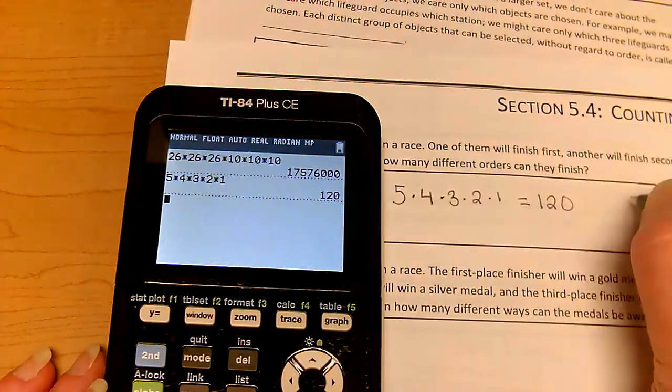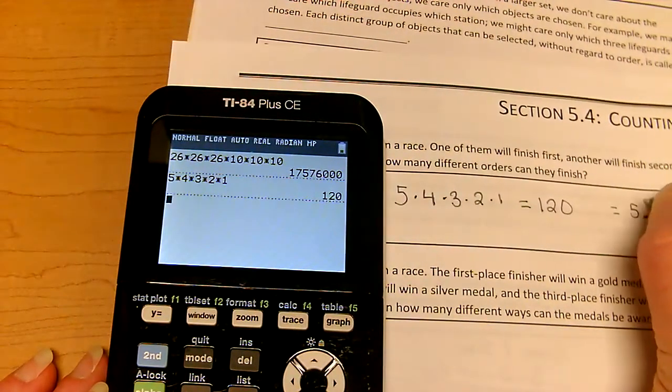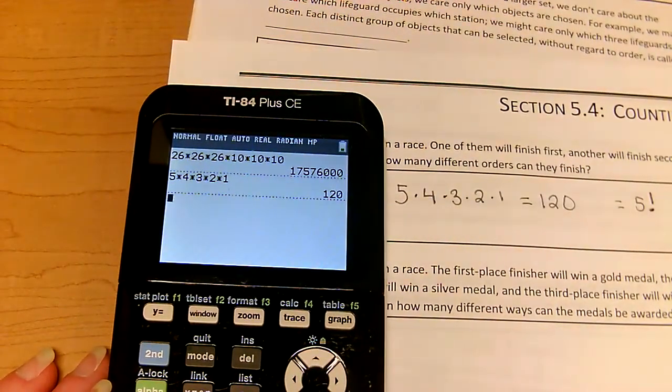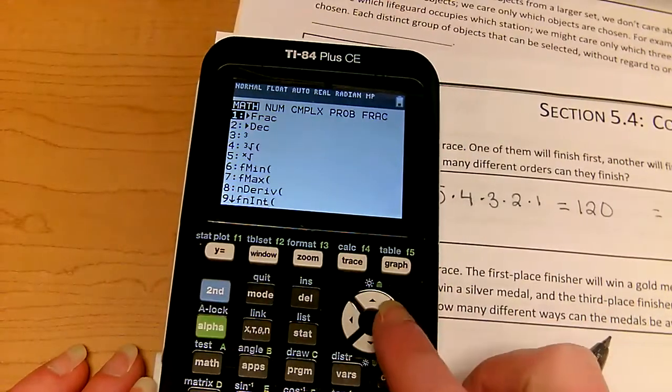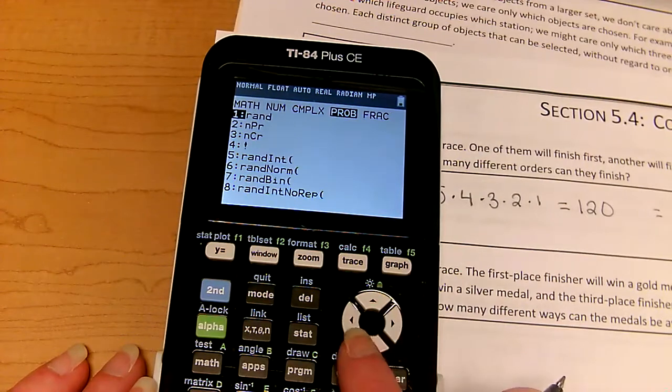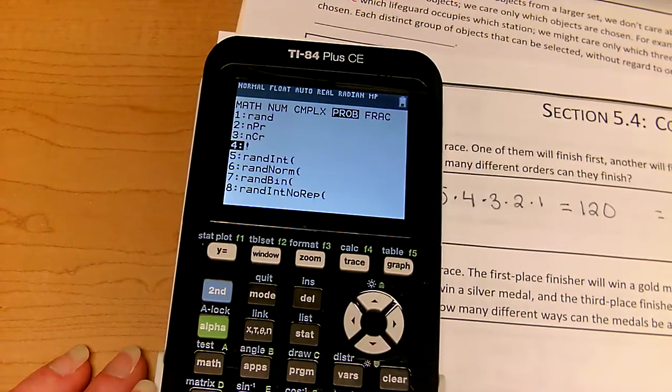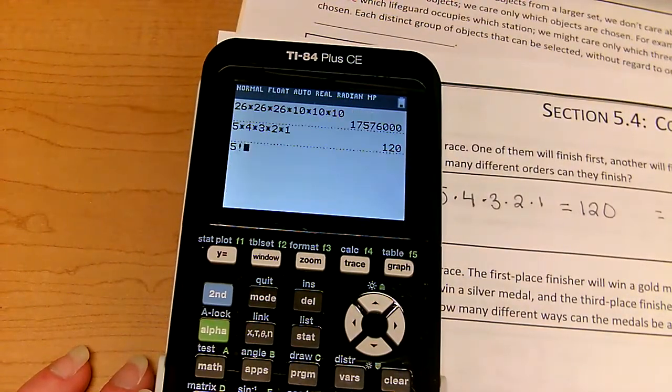Now, by the way, there is on these calculators a fast way to do that. So this is technically 5 factorial. If I press the 5 and go to math, and we are doing probability, notice that there's a little exclamation mark. That does 5 factorial. That does 5 times 4 times 3 times 2 times 1.